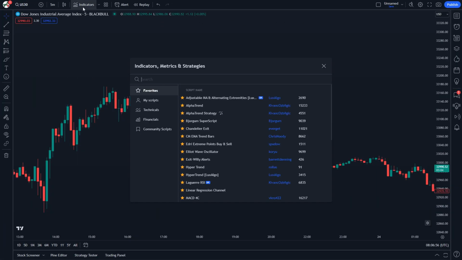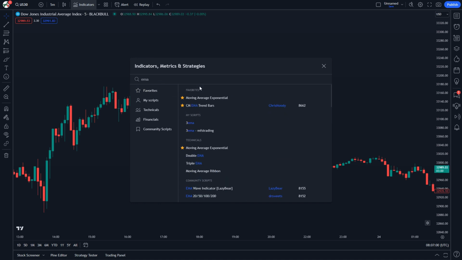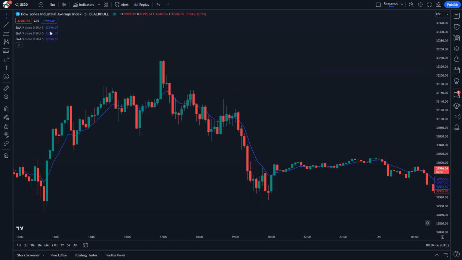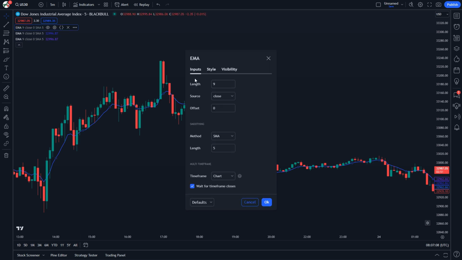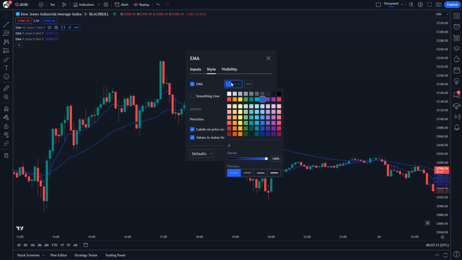Now it's time to add indicators to our chart. Go to the indicators menu and search EMA. Apply the exponential moving average. You can click 3 times to get 3 EMA indicators. Now let's make some settings for our EMA indicator. For the first EMA, change the length to 35. Choose white color and thickness as you like.